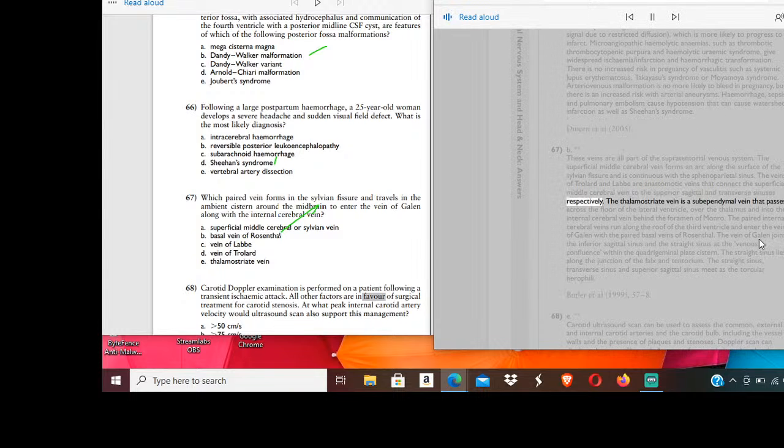sinuses respectively. The thalamostriate vein is a subependymal vein that passes across the floor of the lateral ventricle, over the thalamus, and into the internal cerebral vein behind the foramen of Monro. The paired internal cerebral veins run along the roof of the third ventricle and enter the vein of Galen with the paired basal veins of Rosenthal.